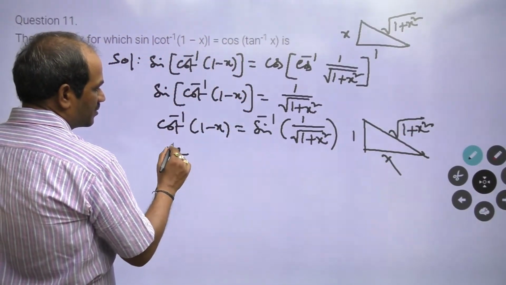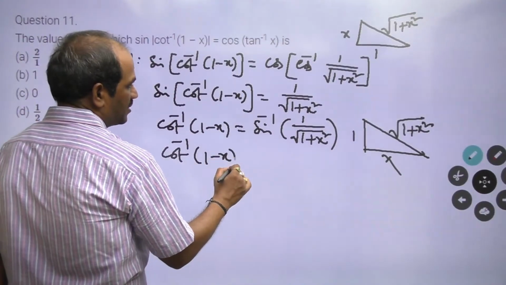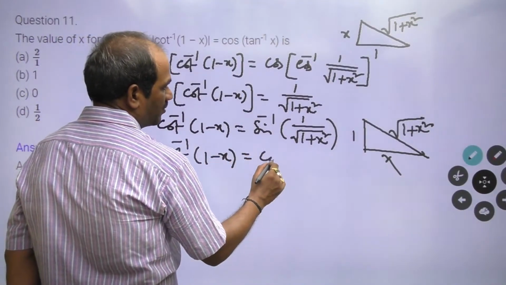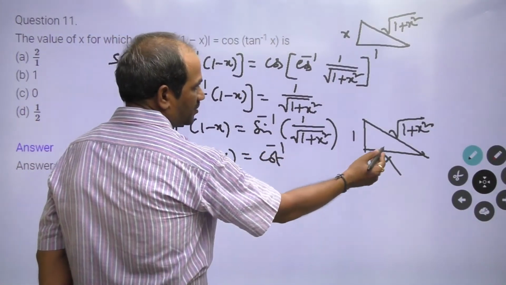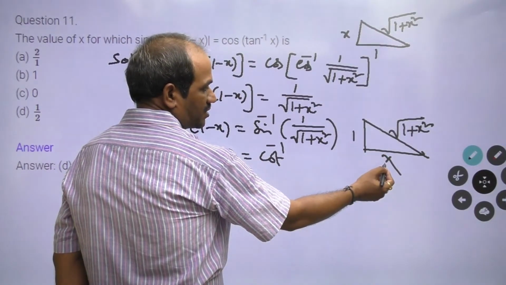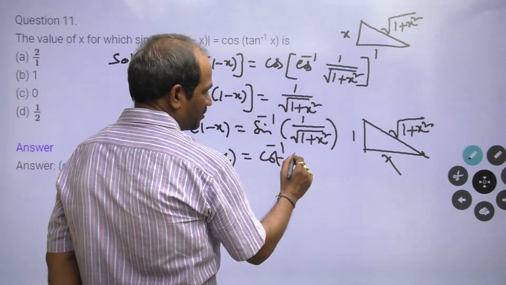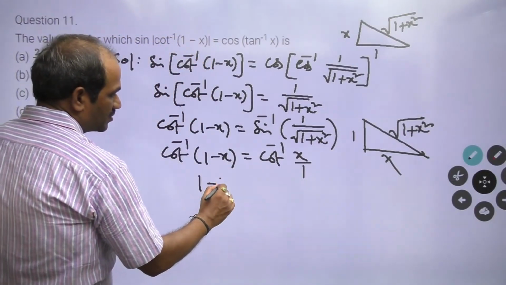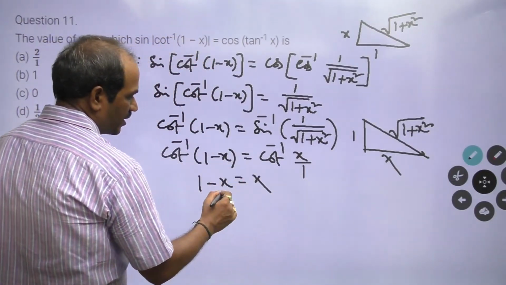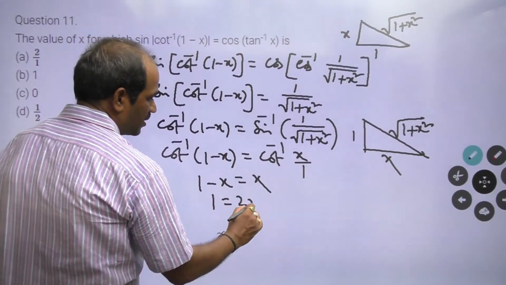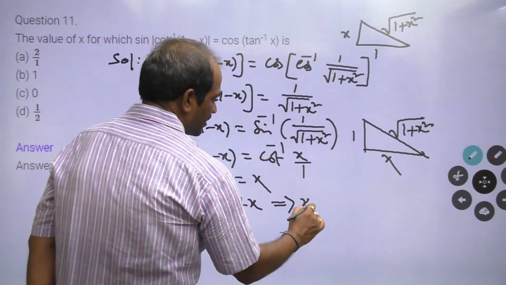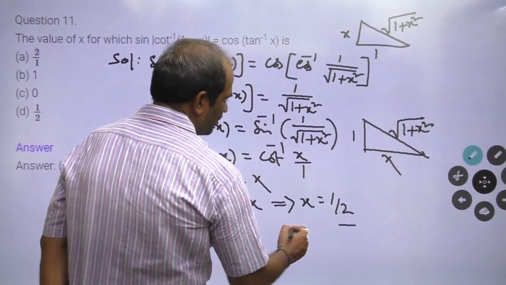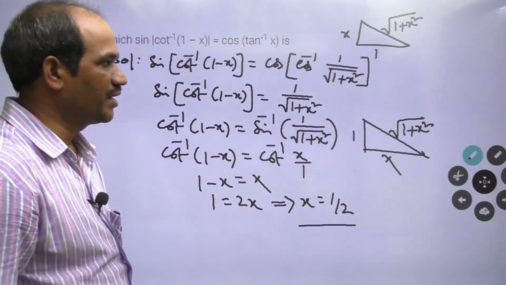So cot inverse of 1 minus x is equal to cot inverse of cot theta, which is adjacent side by opposite side, that is x by 1. Remove cot inverse on both sides, so 1 minus x is equal to x. Taking x to this side, 1 is equal to 2x, which implies x value is 1 by 2. The x value is 1 by 2, answer.